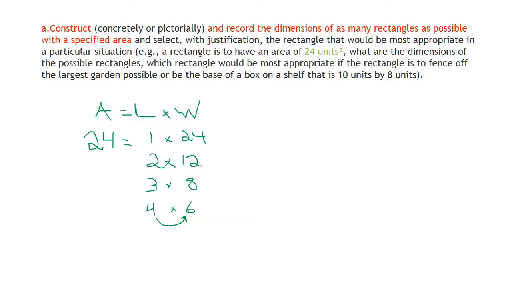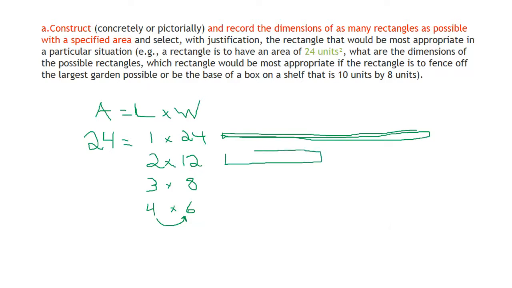So what would this dog fence look like? Well, it would be really skinny, 1 meter wide, 24 meters long. Something like that. Big skinny one. This would be slightly wider and exactly half that length, 2 by 12. This would be slightly wider, 3 by 8, and then this would be 4 by 6.